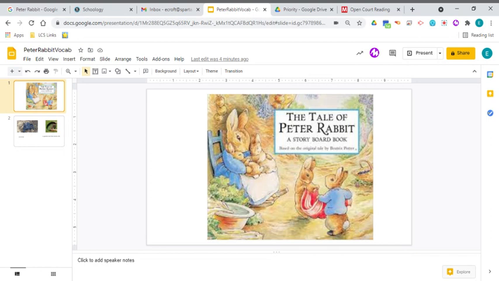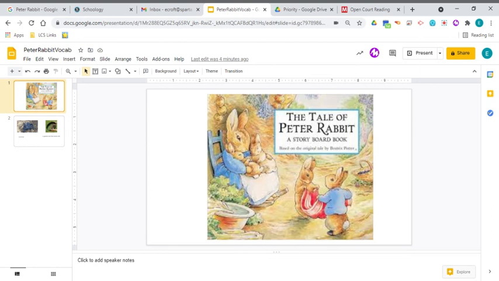Once upon a time, there were 4 little rabbits, and their names were Flopsy, Mopsy, Cottontail, and Peter. They lived with their mother in a sandbank underneath the root of a very big fir tree. "Now, my dears," said Mrs. Rabbit one morning, "you may go into the fields or down the lane, but don't go into Mr. McGregor's garden." Then Mrs. Rabbit took a basket and her umbrella and went through the woods to the baker's.